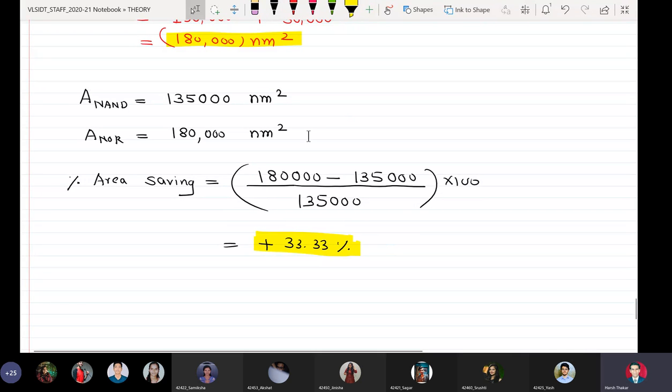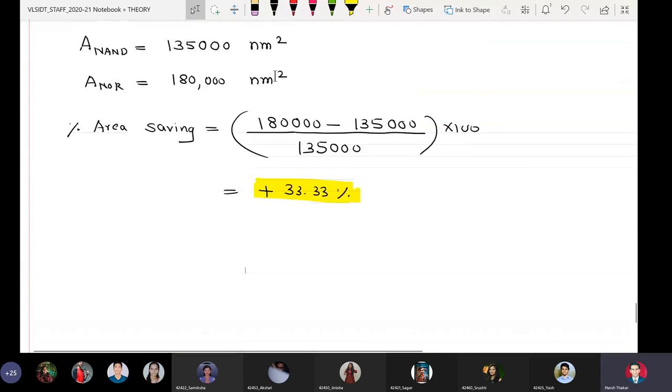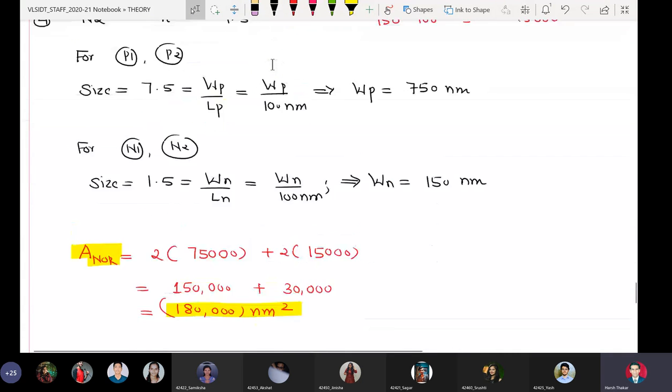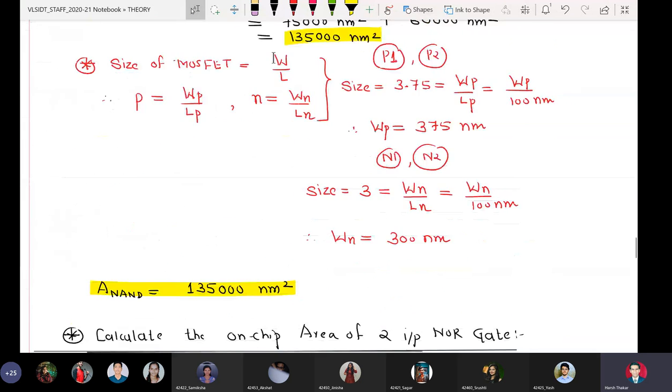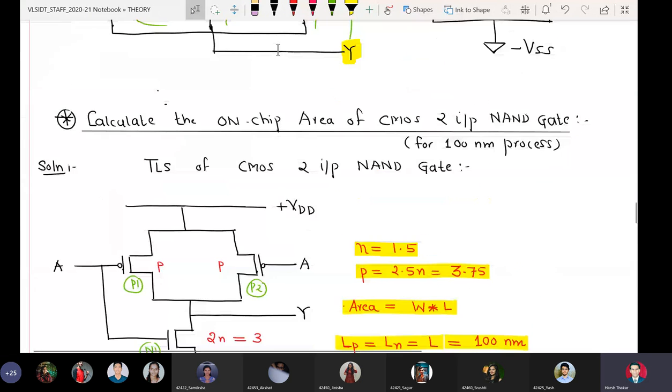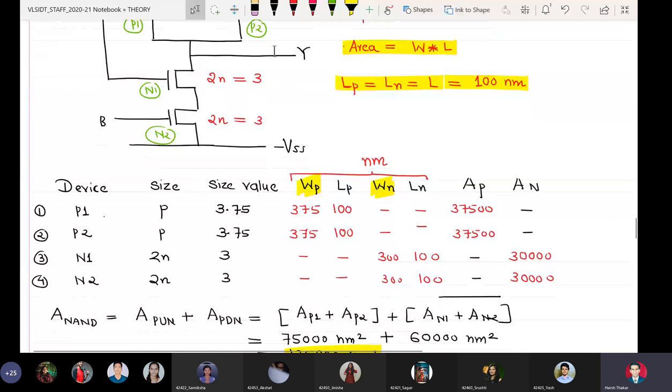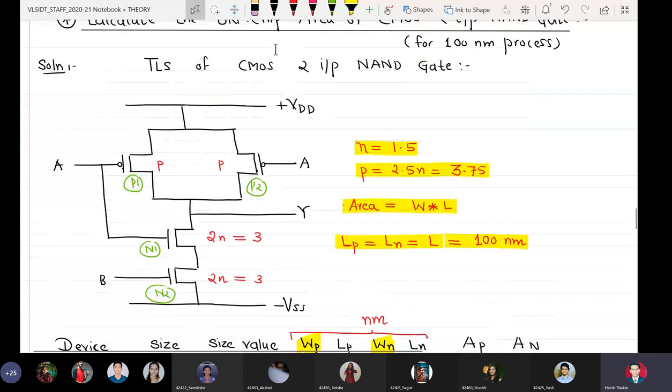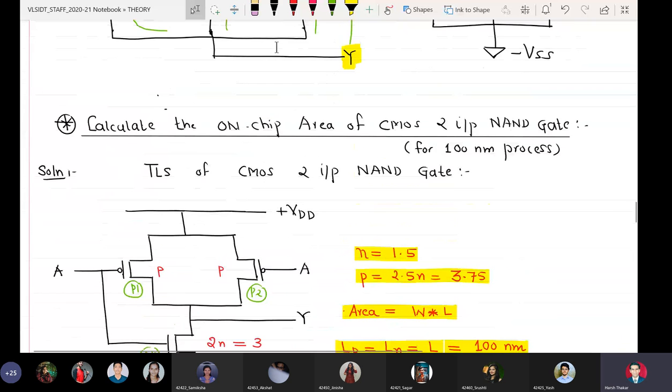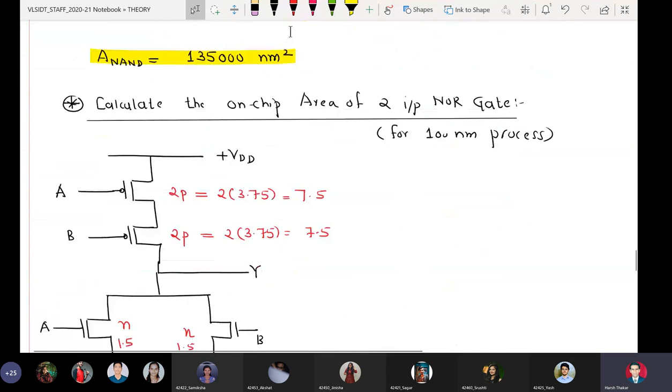That is why we said that a VLSI engineer will always prefer a NAND gate over NOR gate because it occupies 33.33% less area. Now, if you have understood how we calculated the on-chip area for NAND and NOR, as an exercise you can take it as a home assignment: what will be the percentage area saving between 3 input NAND and 3 input NOR gate.